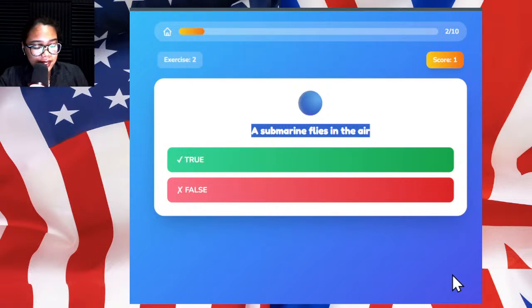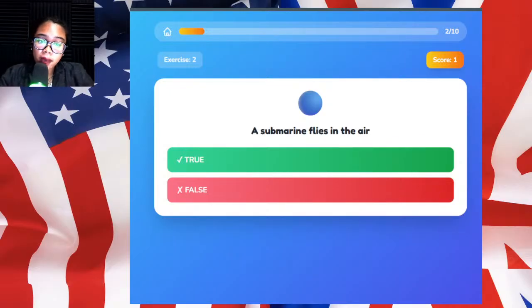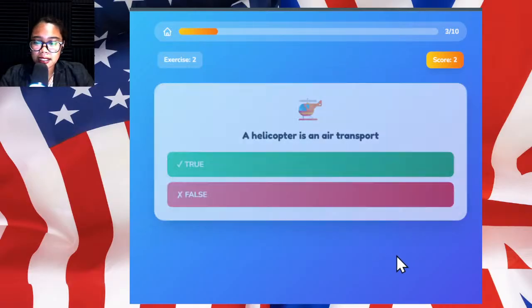Okay. What do you think is the answer? A submarine flies in the air. Now let's go back deep underwater. So, does it fly in the air? Of course not. Okay? Because it travels deep underwater. So this is a water transportation vehicle, because what we are describing here flies in the air, that pertains to an air transportation vehicle. So this is false. Okay, well done.